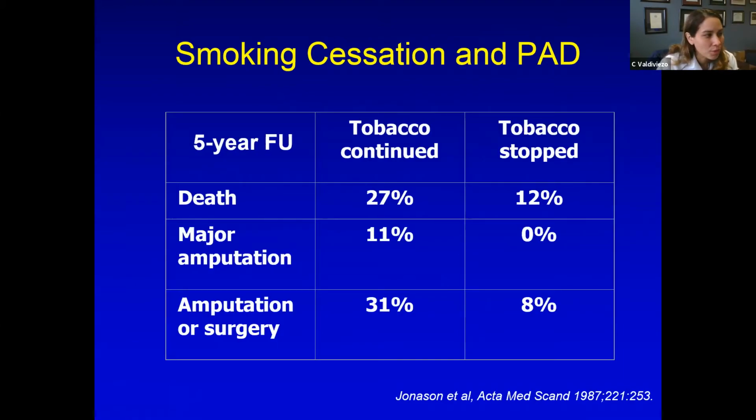We're also able to reduce major amputations among those patients who stop compared to those who don't stop. And patients who continue to smoke experience a 31% incidence of amputation or surgery, which was significantly reduced among those patients who quit smoking. Sometimes showing these numbers to a patient that smokes may be really beneficial for them to understand how important quitting smoking is.